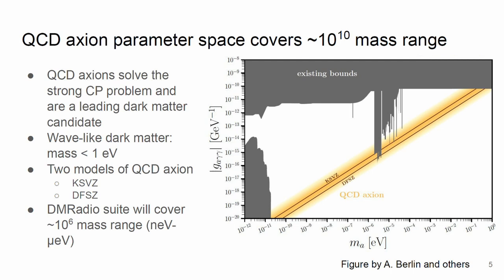And if you notice, the axion parameter space covers about 10 orders of magnitude in mass, and the DM Radio plan is to cover about six orders of magnitude in the lower mass region of this area.